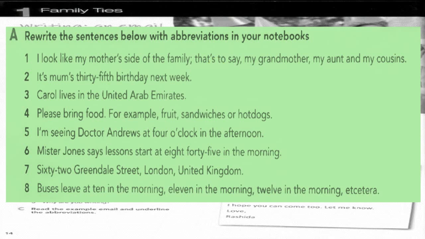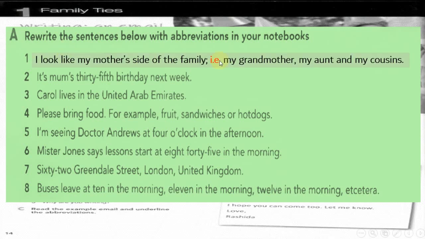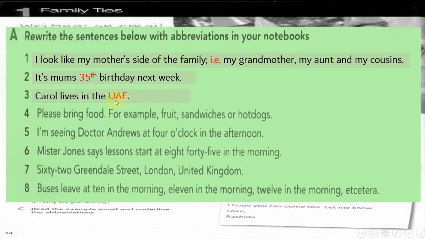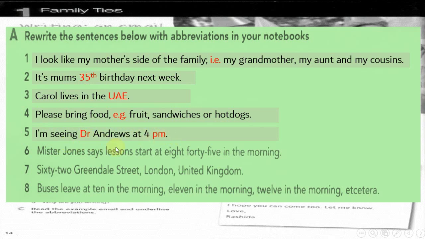Let's go with number 1. So IE, as you can see here. Number 2. It's Mom's 35th birthday next week. As you can see, the answer is 35th. Carl lives in United Arab Emirates, so it can be written in this way, UAE. Number 4. Please bring food, for example, fruit sandwiches or hot dogs. So, for example, is EG, as we said before. I am seeing Dr. Andrews at 4 o'clock in the afternoon. That's the answer, Dr. and PM.